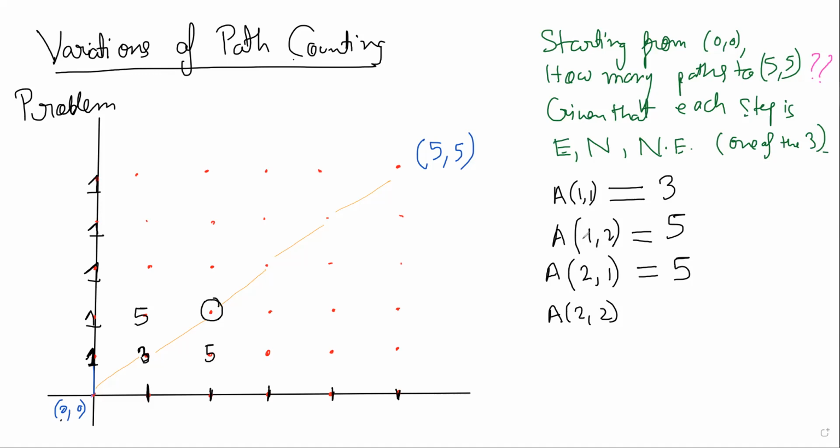How will you reach 2, 2? What are the possibilities? I mean, just don't carry the entire path with you. Just think, if I'm reaching 2 comma 2, then where could I have been in the earlier step? Where could I have been in the earlier step? And then think.